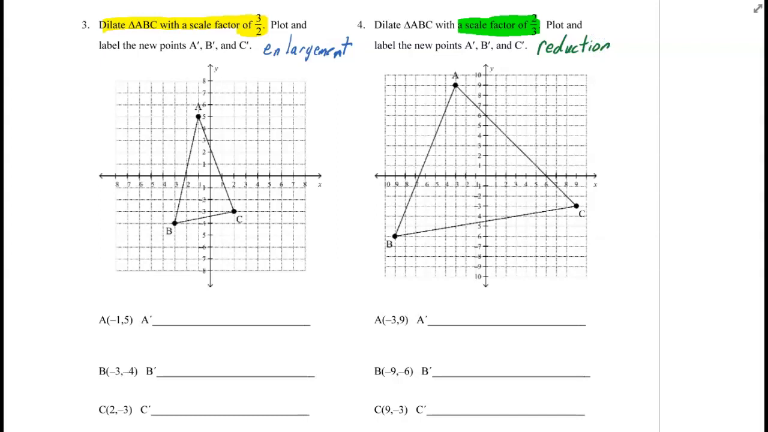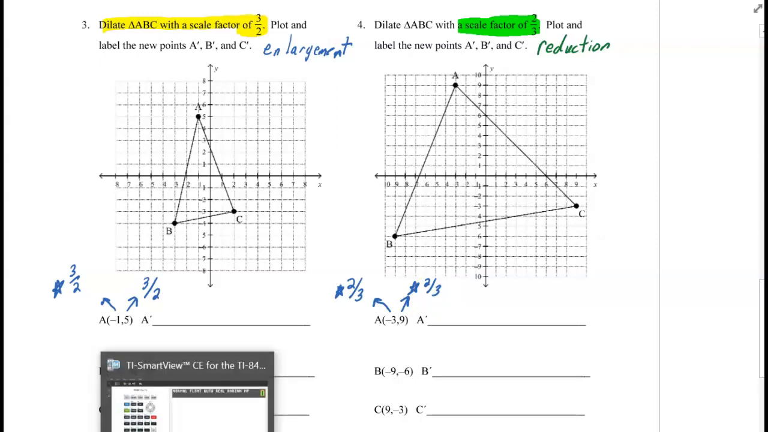So in order to find the new points, you're going to take every point here and you're going to multiply by 3/2. So you're going to take the x and the y and you're going to multiply by 3/2. In problem number 4, you're going to take every x value and multiply by 2/3. So to find the new points, you're going to multiply by the scale factor. So let me show you how to do that on your calculator.